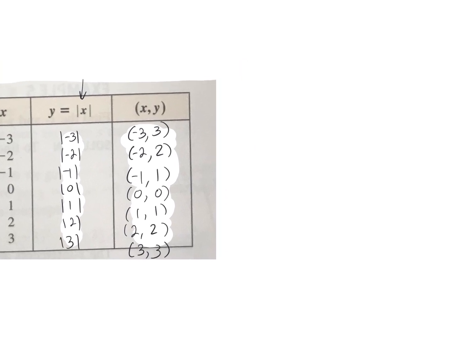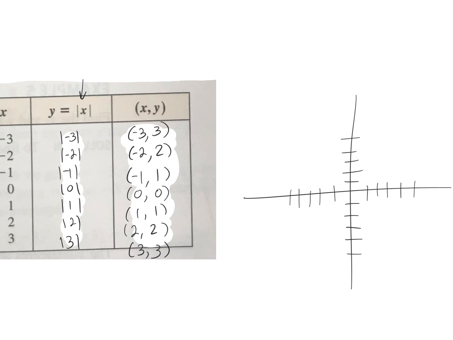So when I go to graph this, we're going to put -3, 3. Right there, -2, 2. -1, 1, 0, 1, 2, and 3. So here we get an absolute value graph.